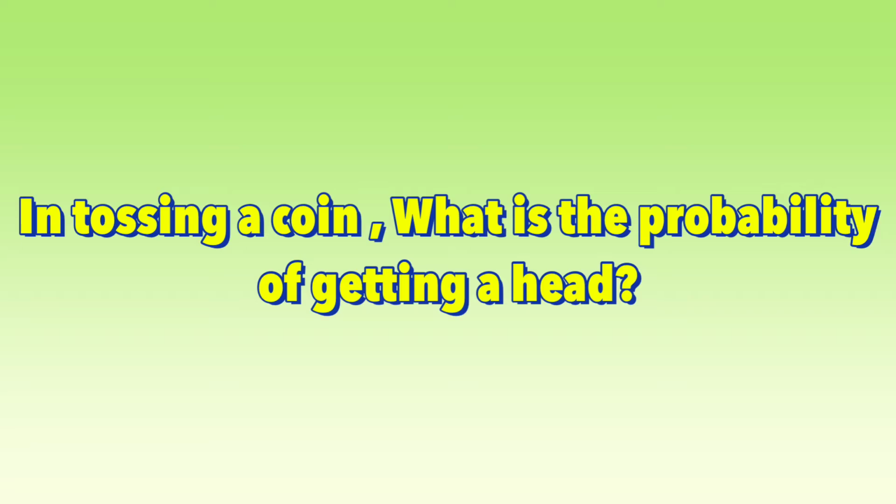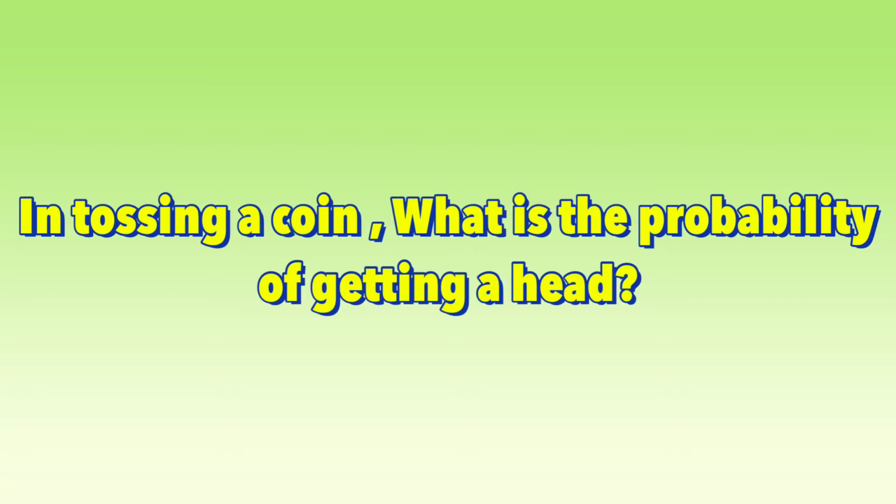First, we have to determine the favorable outcome. In choosing a coin, the favorable outcome is only one head that we can get. And for the possible outcomes in choosing a certain coin, head and tail.